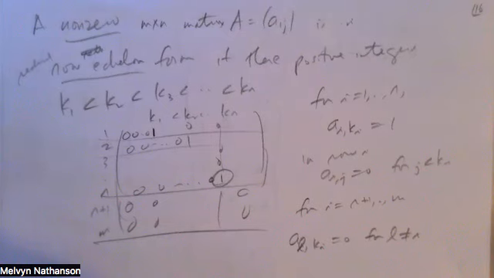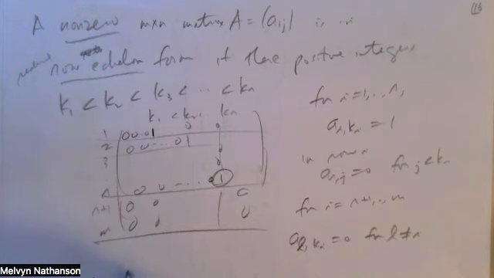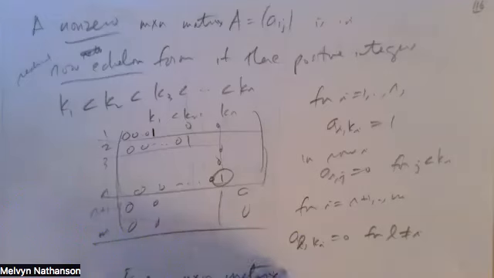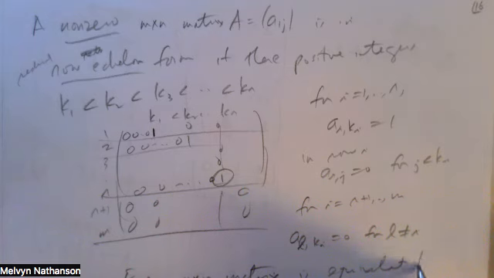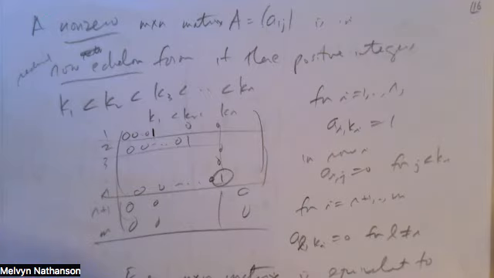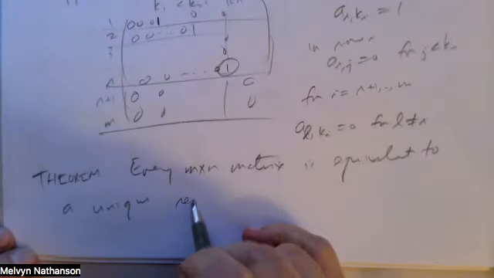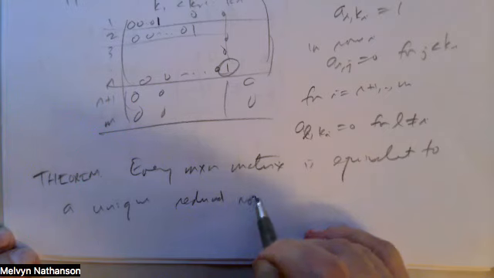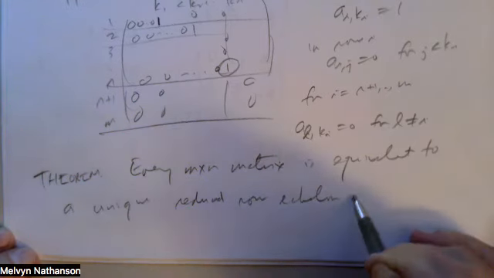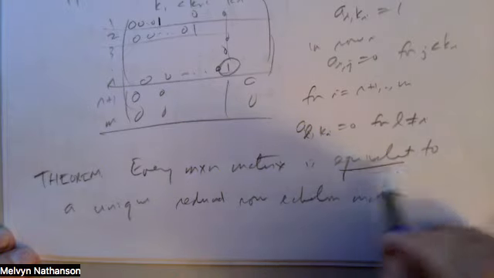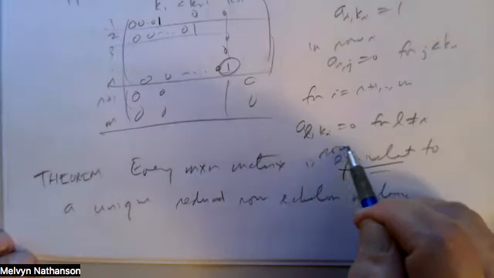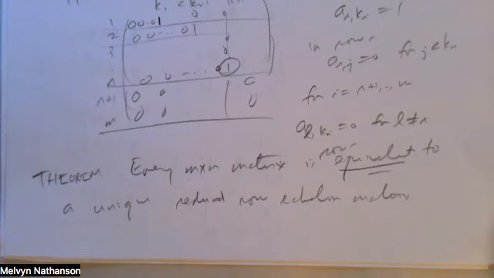So the theorem says that every n by n matrix is equivalent to a unique reduced row echelon matrix. Equivalent means by these elementary row operations.